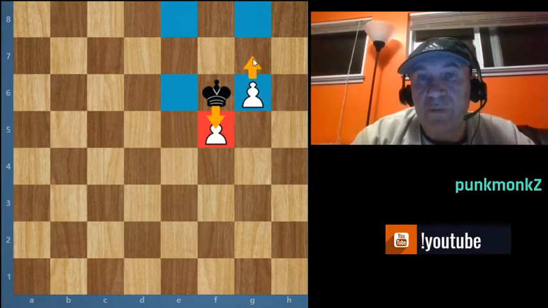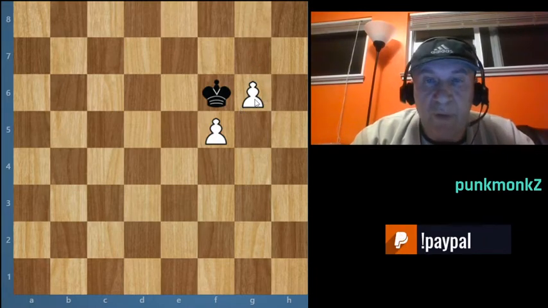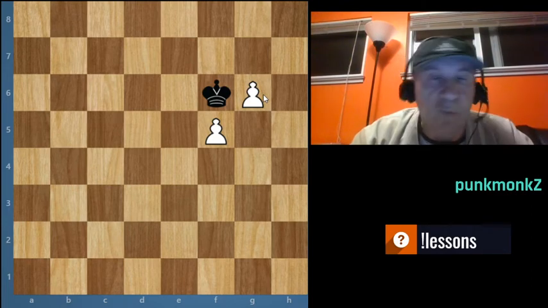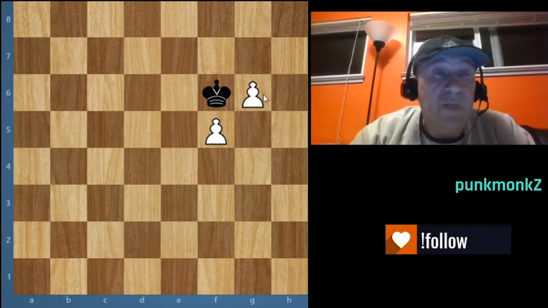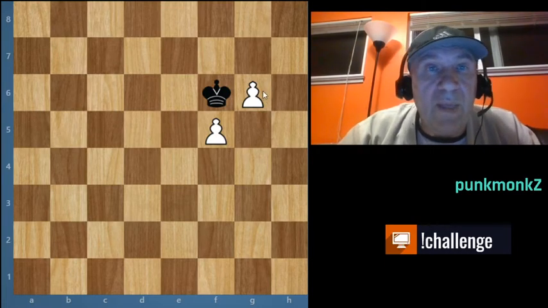It's going to promote. And therefore what I said earlier, that two connected passed pawns are self-supporting and they're protecting each other, and this will be a win. This is a pattern. You don't need to calculate anything, you just know that's what happens. Okay, and there you go.